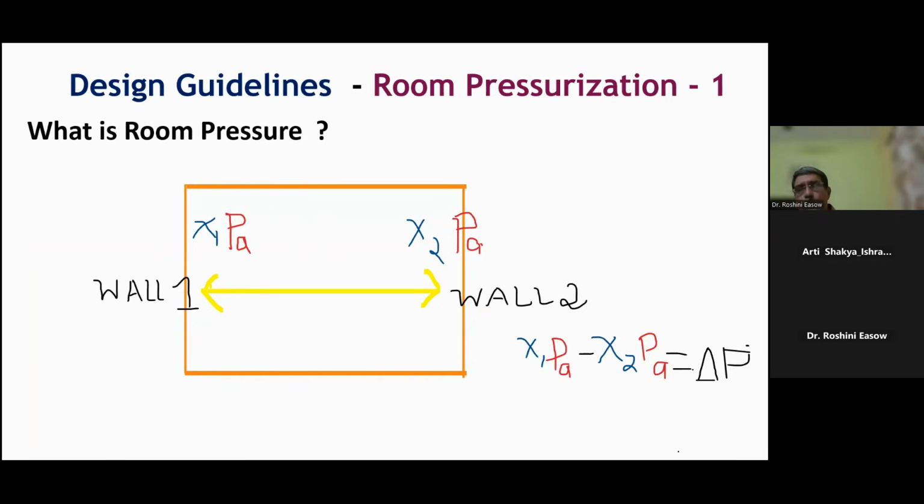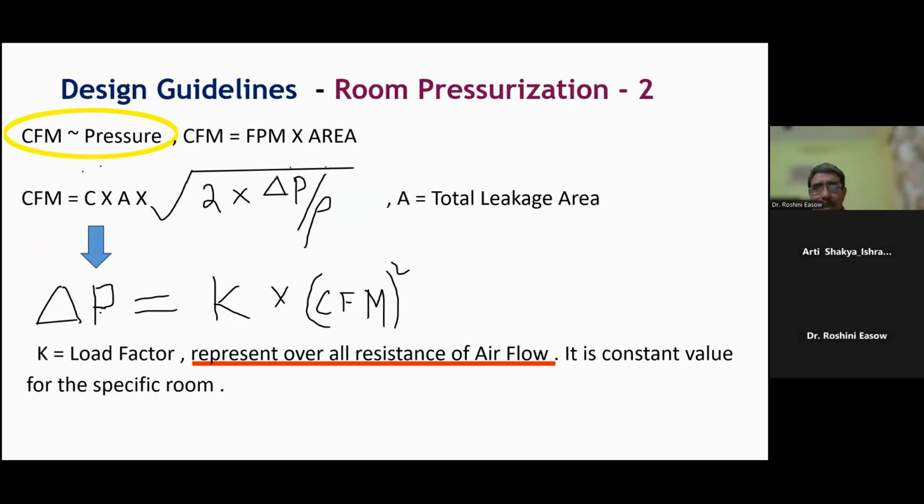Room pressure, say you see the picture, there is a wall 1 and wall 2. There are two pressures operating, X1 and X2 Pascal. The difference between X1 and X2 is the exhibit pressure, which is the delta P, which is actually the room pressure. But in the engineering way, it is not that. There is a loss of pressure between the rooms. That is called the load factor.